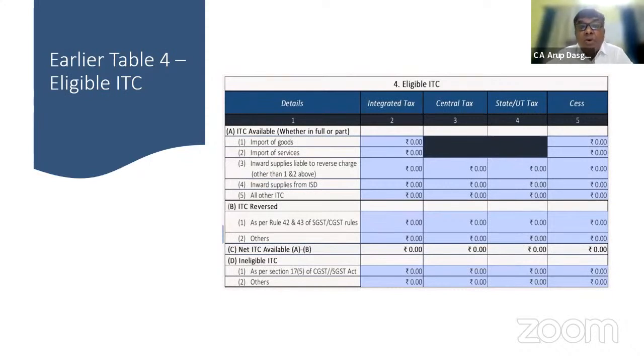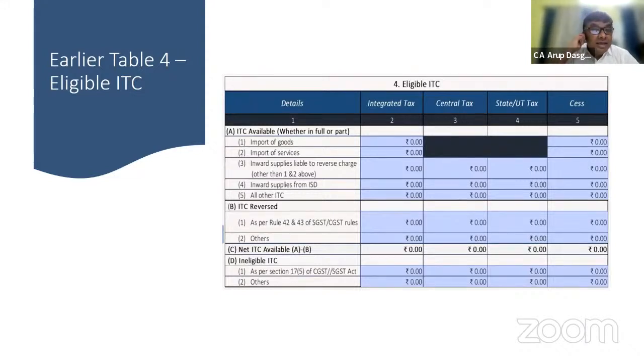Okay. And what was happening regarding 17.5 blocked credit? You did not have to avail it in the credit, and you just have to show a separate disclosure here in 4D1. This is the earlier table that I'm showing. But what was happening? Many taxpayers have not shown it in the disclosure table of 4D1. So what is the repercussion of that? Today, when the department is coming for GST audit or for scrutiny, in certain places there is an allegation that you have availed ineligible credit.